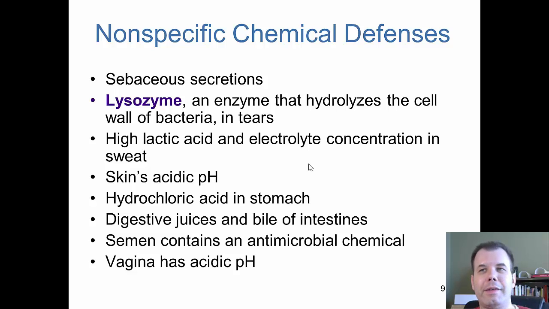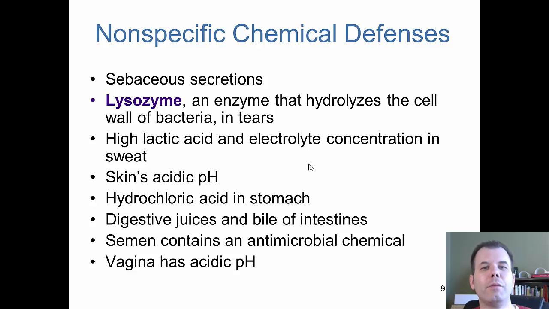The fluids like semen have antimicrobial chemicals added to it, so you're not passing certain bacteria along. And then again, the vagina itself has a very acidic pH, which can be affected by, again, hormones, menstruation cycles, and things like this. So again, we see different populations during different times of the month, different years, and things like this. And that's all due to the chemistry of the female at the time. So that's kind of how that works.